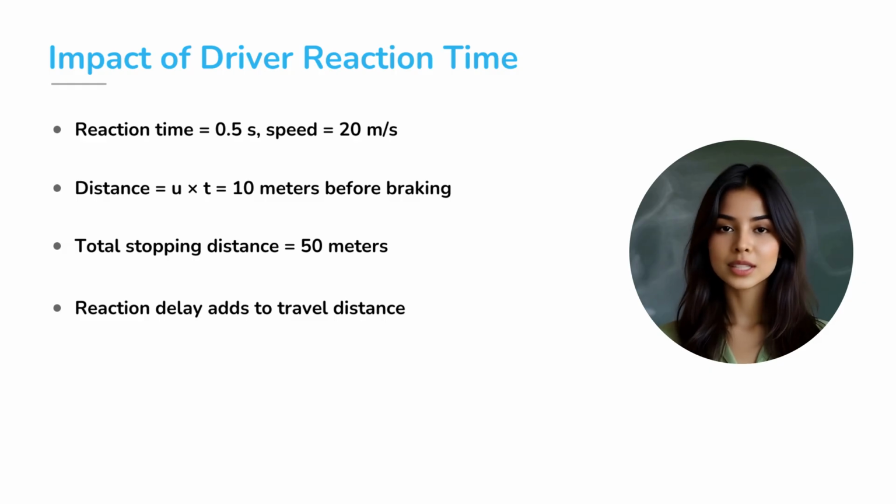Now add this to the braking distance. The driver's reaction time is 0.5 seconds. At a speed of 20 meters per second, the car covers 10 meters. Then, the braking distance, calculated earlier, is 40 meters. So in total, the car requires 50 meters to come to a complete stop. This shows just how vital both physics and human reflexes are to road safety.